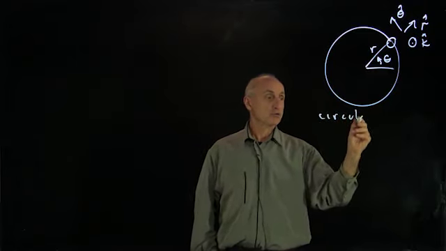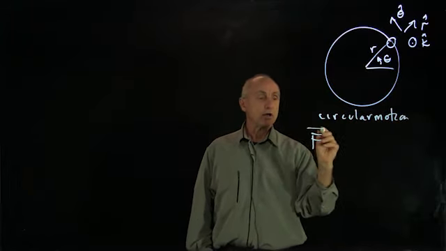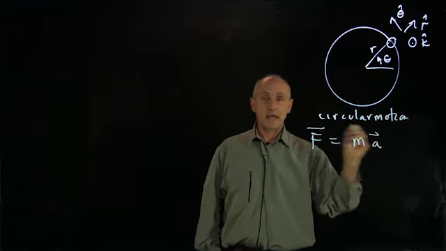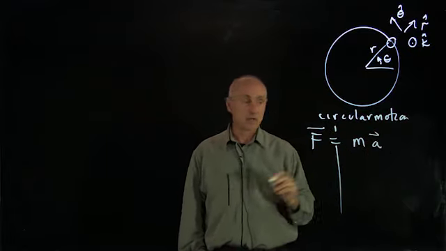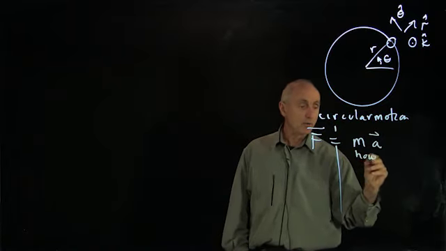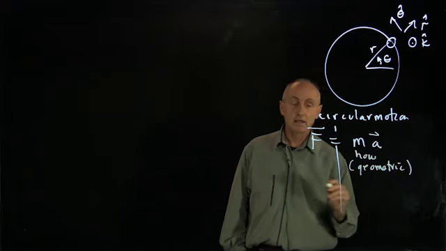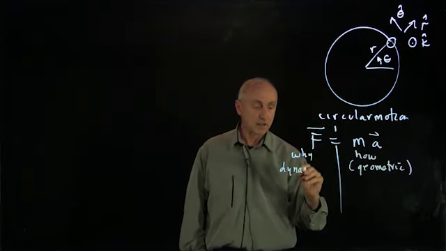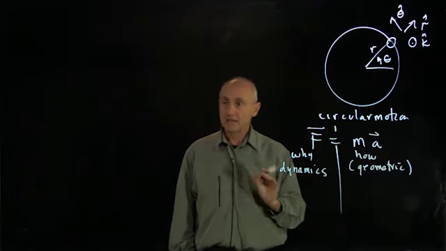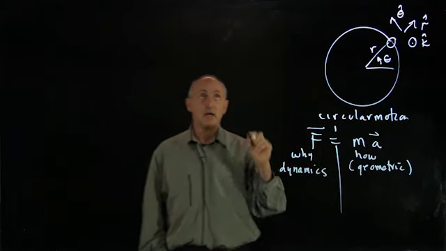circular motion. When we write Newton's second law as F equals ma, remember we can divide these two sides. This side, the how, is a geometric description of the motion, and this side is the why, the dynamics of the motion. And the dynamics come from analyzing the forces that are acting on this object.